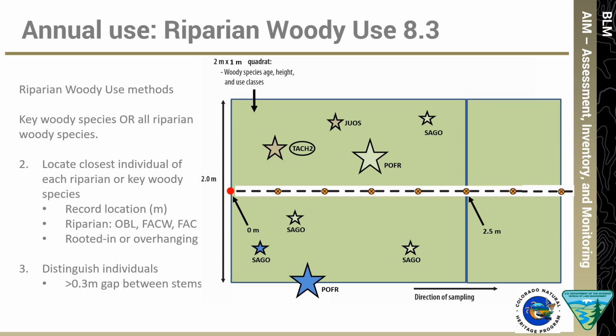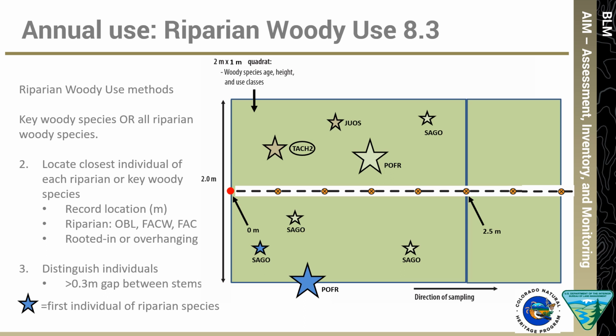Within the quadrat, locate the first individual of each riparian or key woody species encountered when proceeding down the transect. The individuals can be rooted in or overhanging the quadrat. If multiple individuals of the same species occur within the quadrat, only the first individual encountered, in other words, located closest to the back of the quadrat, is considered. Here in this diagram, the first individual of each riparian species is shown with a blue star. Those are the ones that would be considered for woody use.